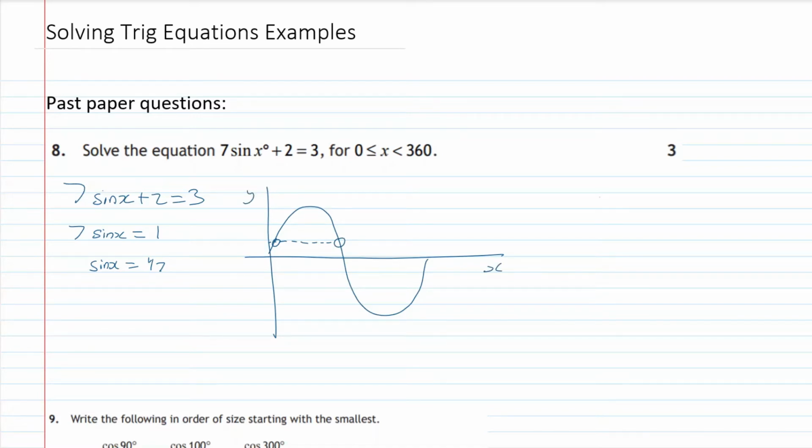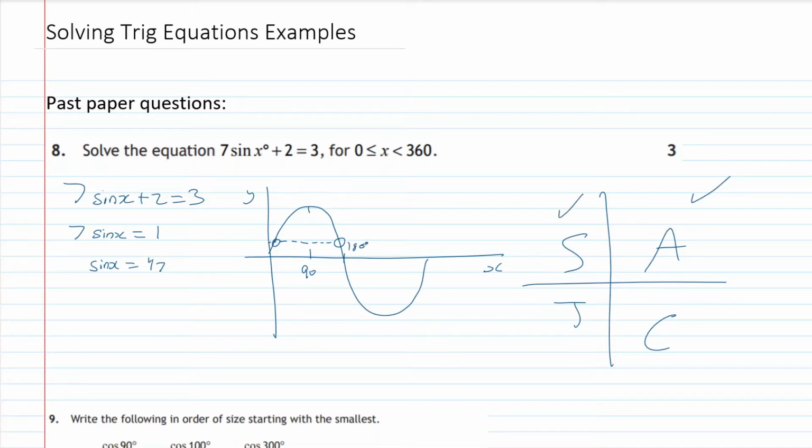Okay, so let's get a CAST diagram, and we can see that for the graph, our first answer is before 90, because 90 is here. So yep, it's in the first quadrant, and for a positive answer, the first answer will always be in the first quadrant. And yep, the second answer is just after 90, but before 180, so we can see the second answer is indeed in the second quadrant. And for positive answers, it will always be in the All section, and then in the corresponding section, sin for sin, cos for cos, etc.